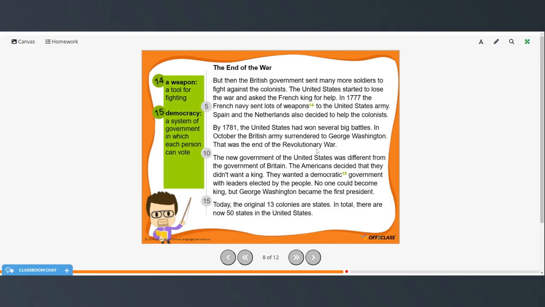By 1781, the United States had won several big battles. In October, the British Army surrendered to George Washington. That was the end of the Revolutionary War.